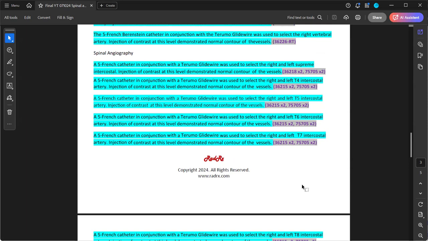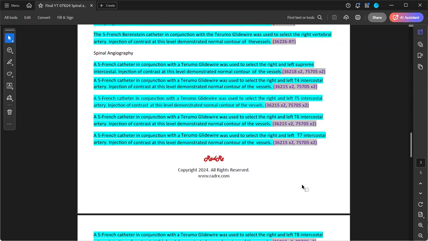So we are going to assign code 36215 for the right T4, and then 36215 for the left T4. And then likewise, as we go down the list, 36215 for the right T5, 36215 for the left T5. And so we're going to follow that convention all the way down. And then you'll see the imaging is 75705 for each intercostal artery. So for each thoracic artery that's being catheterized, 75705 will be assigned.